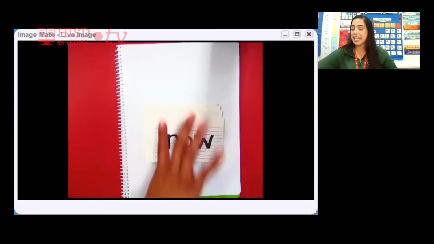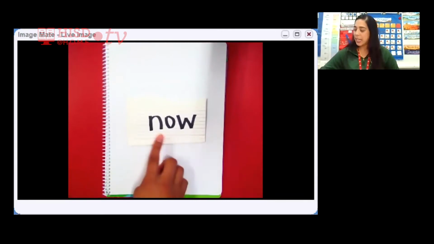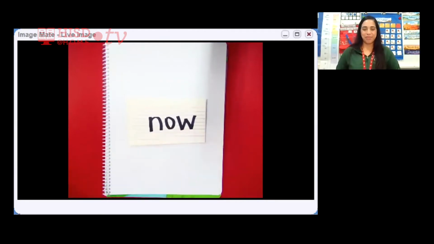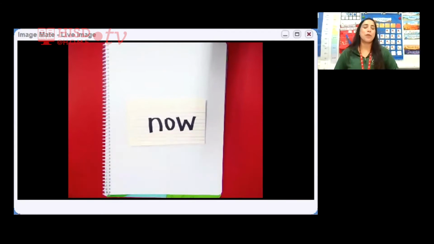Next one we have is now. Now. Let's spell it. N-O-W. Now. Let's do it again. N-O-W. Now. Right now, we are going over high frequency words. All right. Now, you might be learning about words. Right now, you have a book in mind that has the word now.